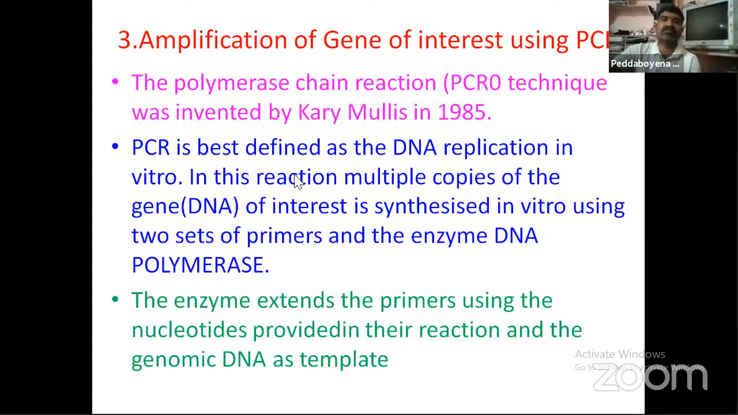Next, PCR is best defined as DNA replication. PCR: polymerase, poly means number of, chain means number of, and reaction. They can produce a number of chain reactions. So by this method, multiple copies can be obtained with the help of PCR. Here PCR is best defined as an in vitro DNA replication method. In this reaction, multiple copies of the gene or DNA of interest are synthesized in vitro using two sets of primers, and the enzyme is DNA polymerase.